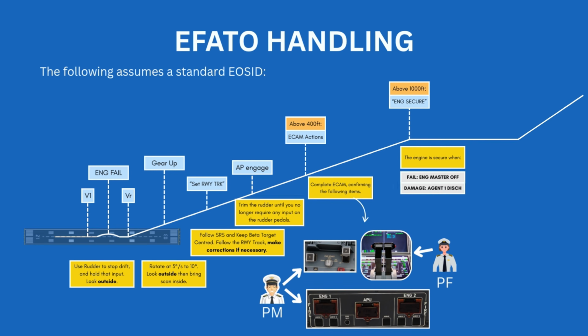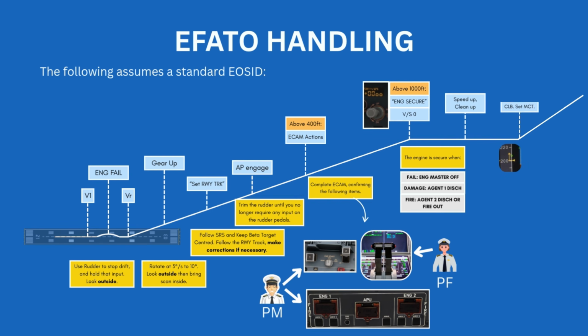In case of damage, Agent 1 is discharged, and in case of fire, Agent 2 is discharged, or the fire is out. At this point, PF will press the vertical speed to level off, and announce VS0 on the FMA. Once the aircraft is level, you can retract the flaps as you speed up towards green dot speed. Then, as the speed trend arrow reaches green dot, you can pull for open climb.